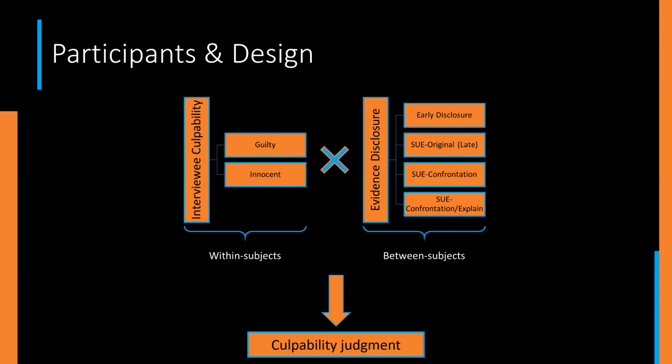And our primary outcome variable was culpability judgment. So we didn't ask participants, do you think the interviewee in this video is lying or telling the truth? We asked them, do you think the interviewee in this video was guilty of cheating or did not cheat? So we were asking them, was the participant innocent or guilty of the transgression for which they were being accused and questioned about within the interrogation that they were watching?